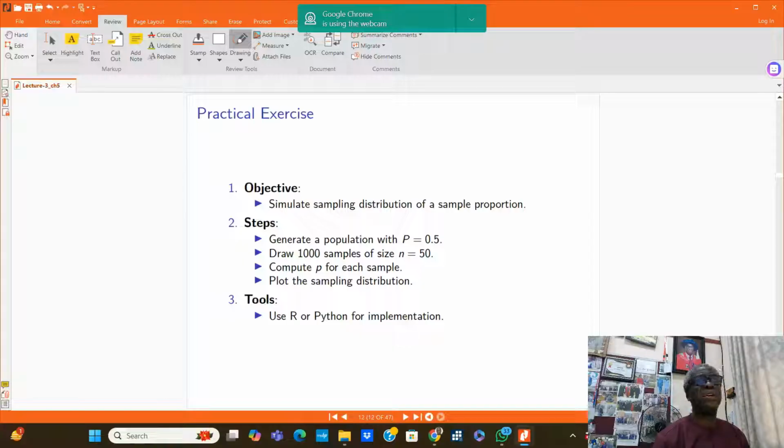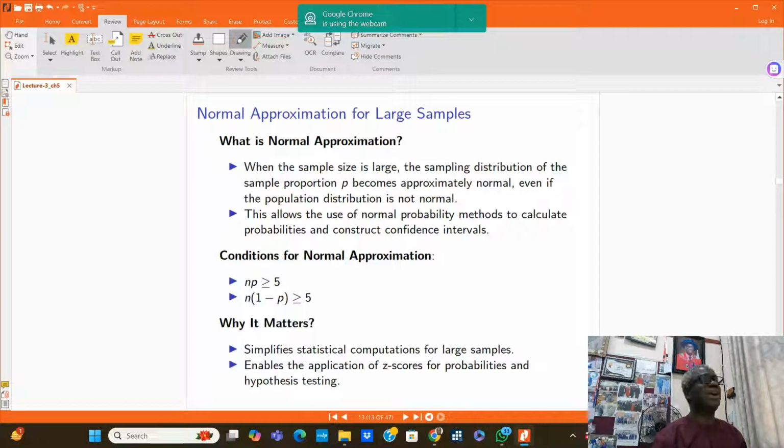You draw a random sample of 100, and so you draw from that population 1,000 samples. Then you compute the proportion of success for each sample, and then you plot the sampling distribution. We are still going to see an example of that later in this course.